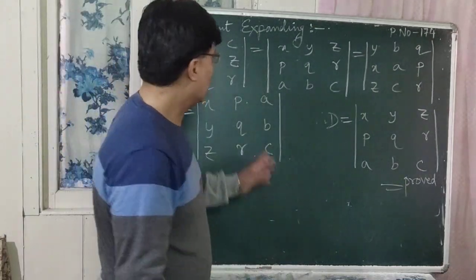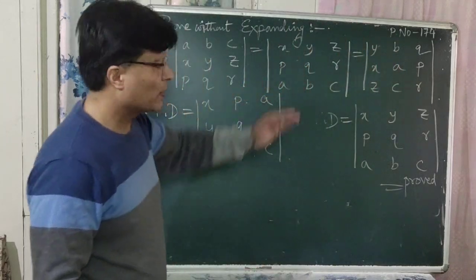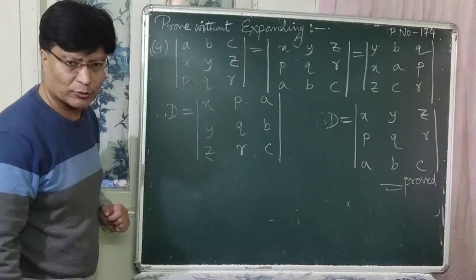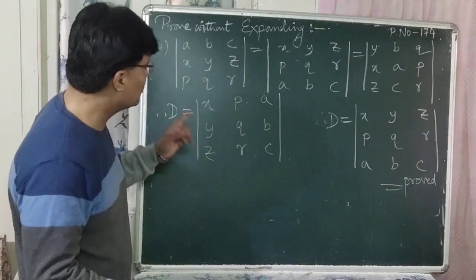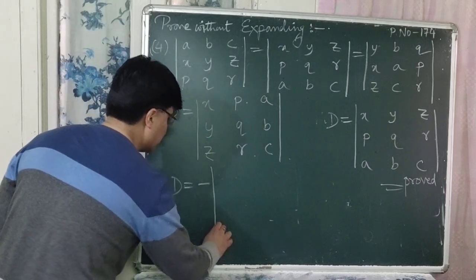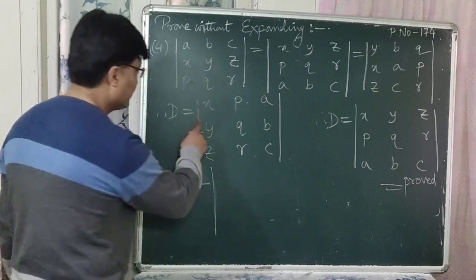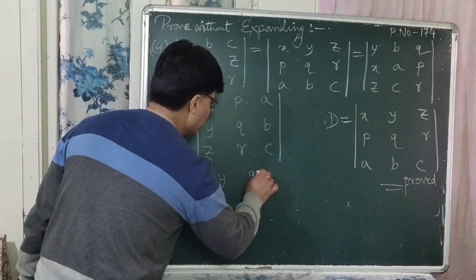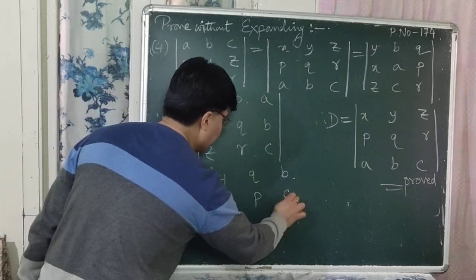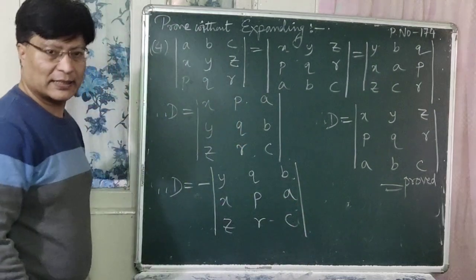Now in this determinant which is to be proved, Y is in the first row and X is in the second row. Now let us interchange this first row and the second row. So according to property number 2, you have to change the sign also. Therefore D is equal to minus. Let us interchange first and second rows. So now the first row will be Y Q B, the second row will be X P A, and Z R C, keep it the same. Is that clear?